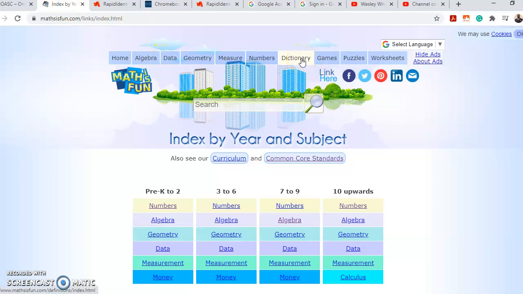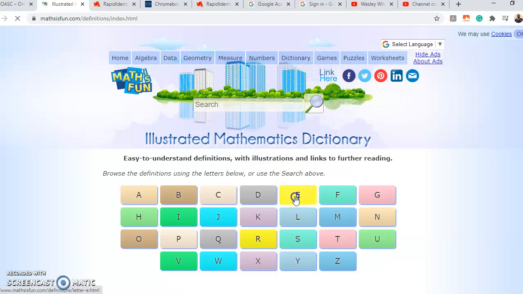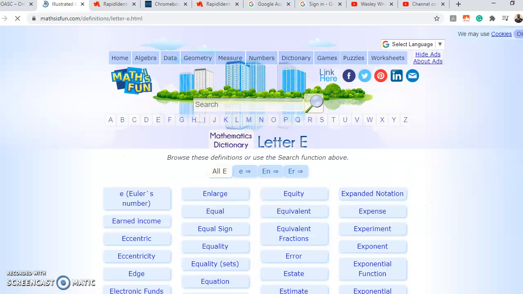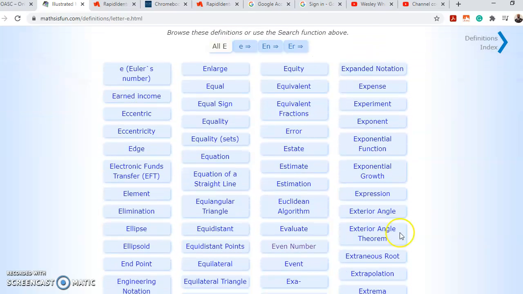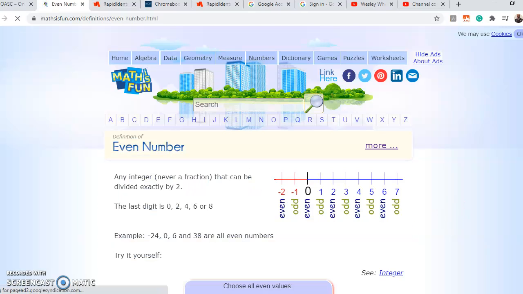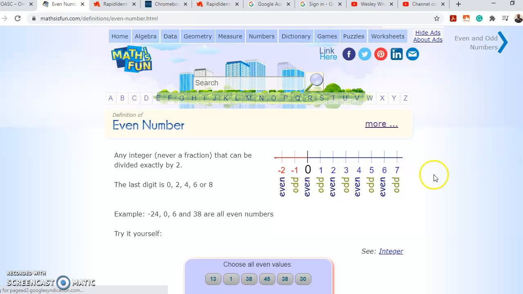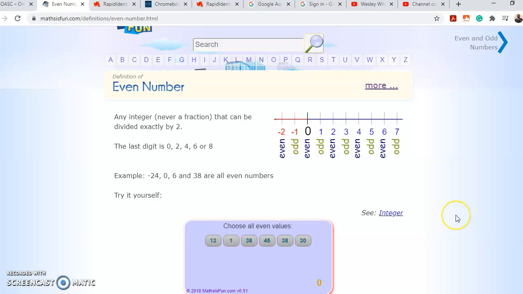The first term that we saw was even. If I click the dictionary, hit the letter E, I would then scroll down to even numbers. I get a definition of what an even number is. I get a visual graph of what even numbers are. And then I click down and I can test myself for the even numbers.